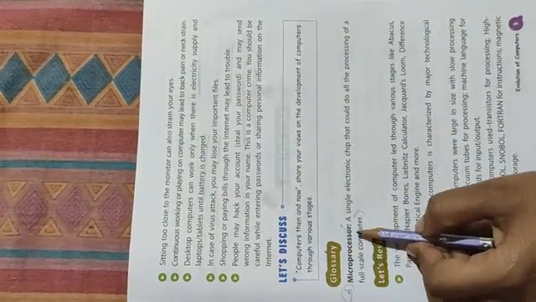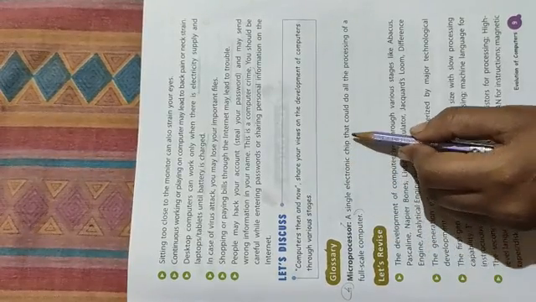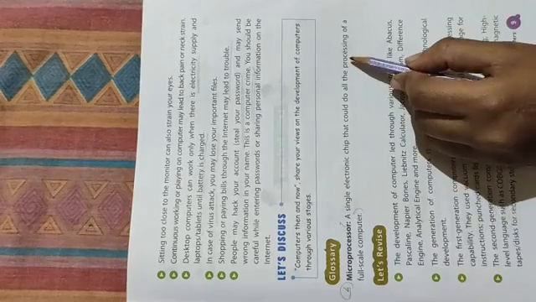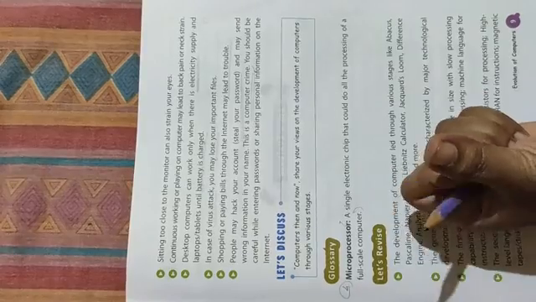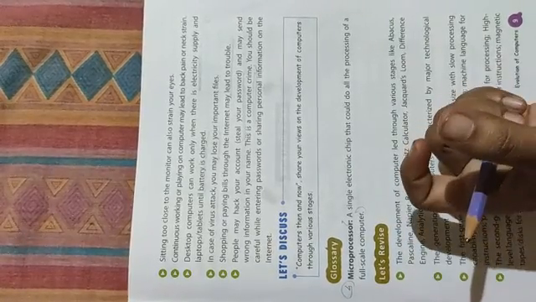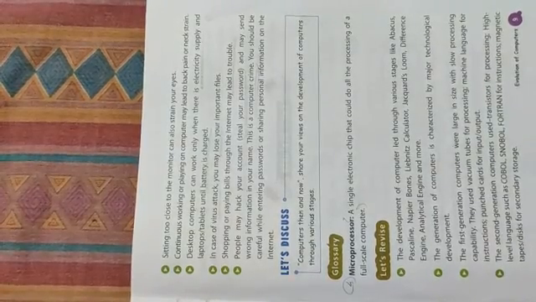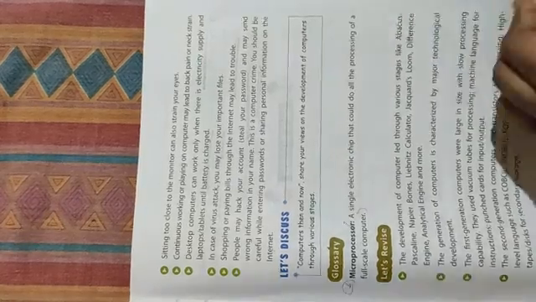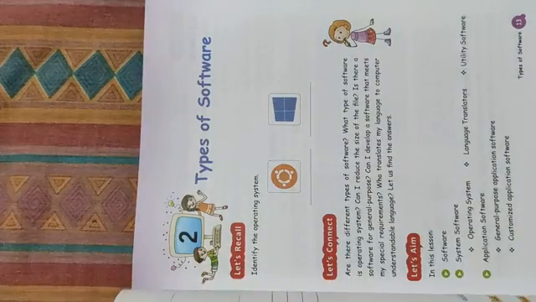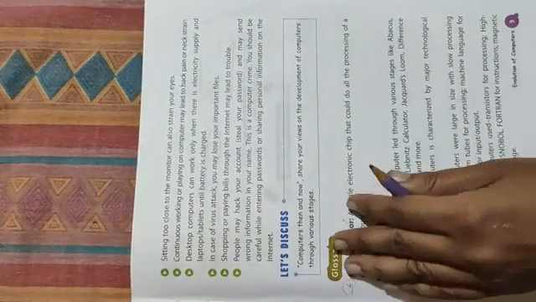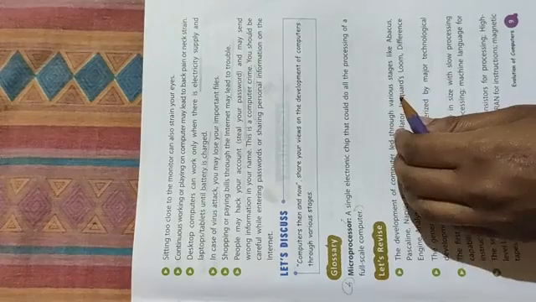Now, what is a microprocessor? A single electronic chip that could do all the processing of a full-scale computer. It is a small chip that can do all the processing work. Understand, students? If there is any problem in this chapter, you can ask me and contact me if there is any doubt. All these exercises and question answers I will provide you in PDF, so you have to write them in your computer notebook copy. Okay?